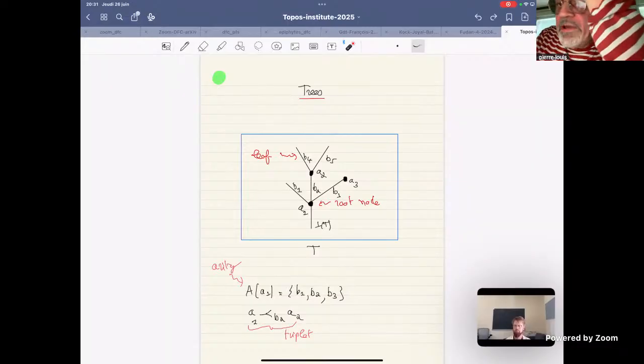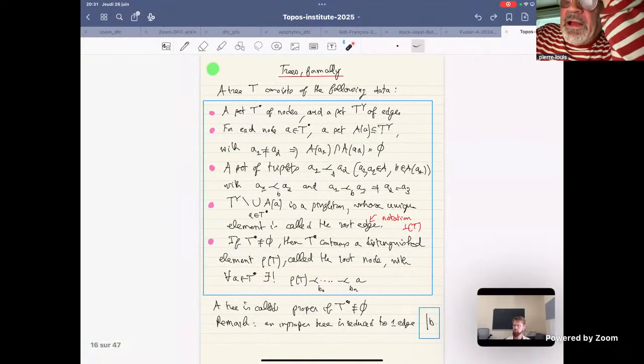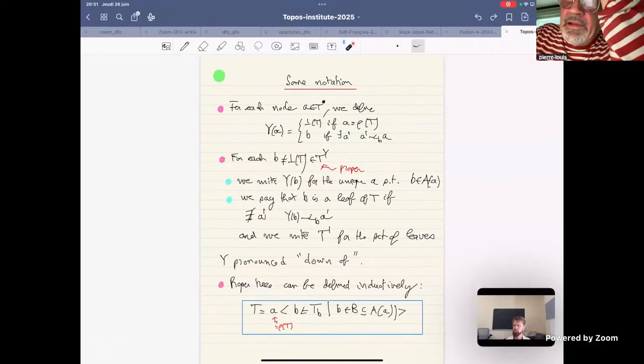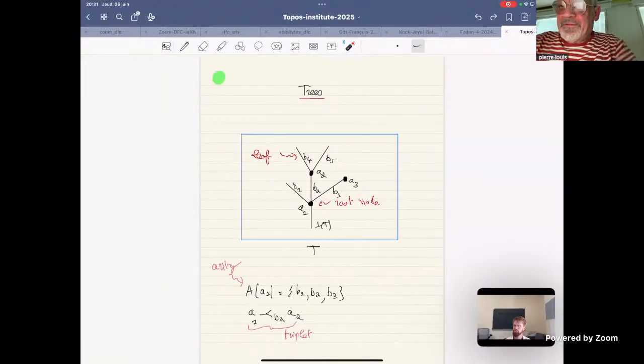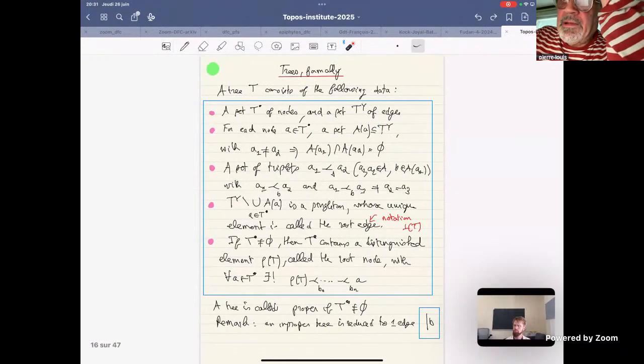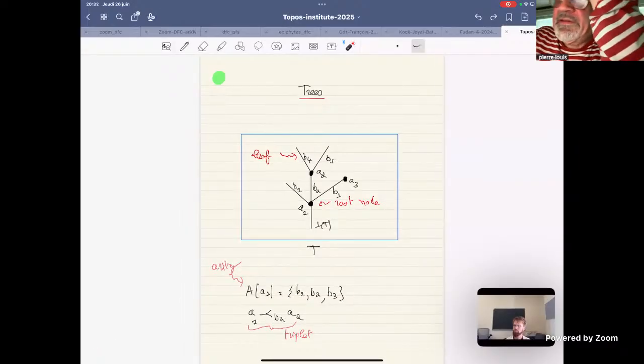So it's a way to name it. So we have this notion of, we call it down of. Down of A is just the output edge, and we also have down of an edge, and down of an edge is the node to which this edge goes. Okay, so down of B5 is A2, etc. I hope it's clear. And down is not defined for bottom of T.